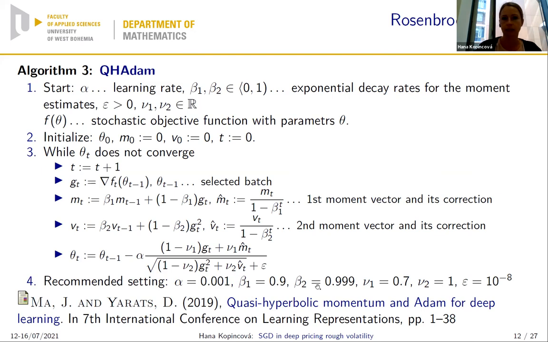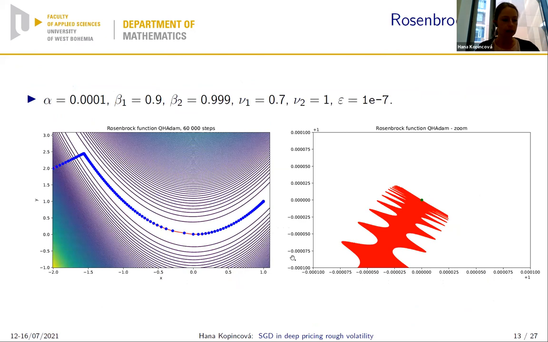So let's see how QHAdam works for our function minimization. In this figure, you can see that the shape is good, it works well, but if we zoom close to the minimum, there is some funny behavior, something like a zigzag effect. So this method gives the worst result for this task, worse than Adam and AdamW.